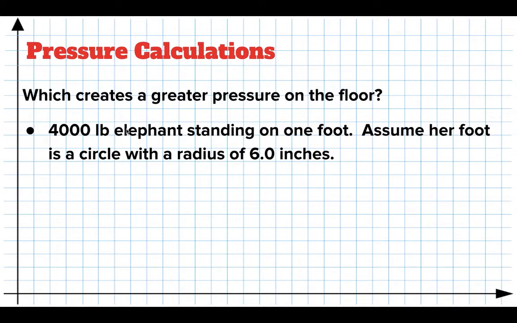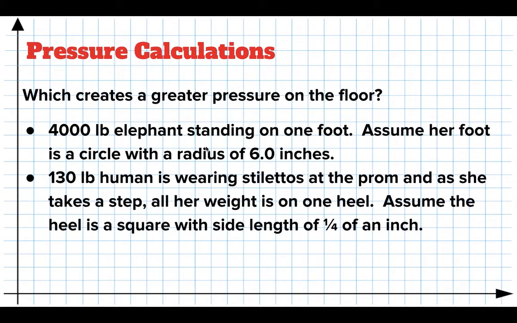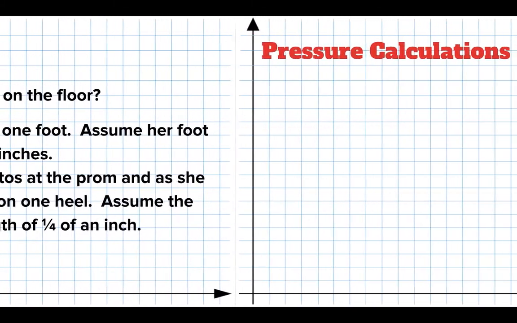Let's assume you have a 4,000-pound elephant, so that's 2 tons, and she's standing on 1 foot. And we're going to assume her foot is a circle, and the radius is 6 inches. And we're going to find the pressure that elephant exerts on the floor of an airplane. We are also going to take a 130-pound human who is wearing stiletto heels at the prom, for example. And as she takes a step, all of her weight is on one of the heels. And we're going to assume her heel is a square with a side length of 1/4 inch. And we're going to find the pressure exerted by the elephant foot and by the high heel shoe, and see which one's greater.